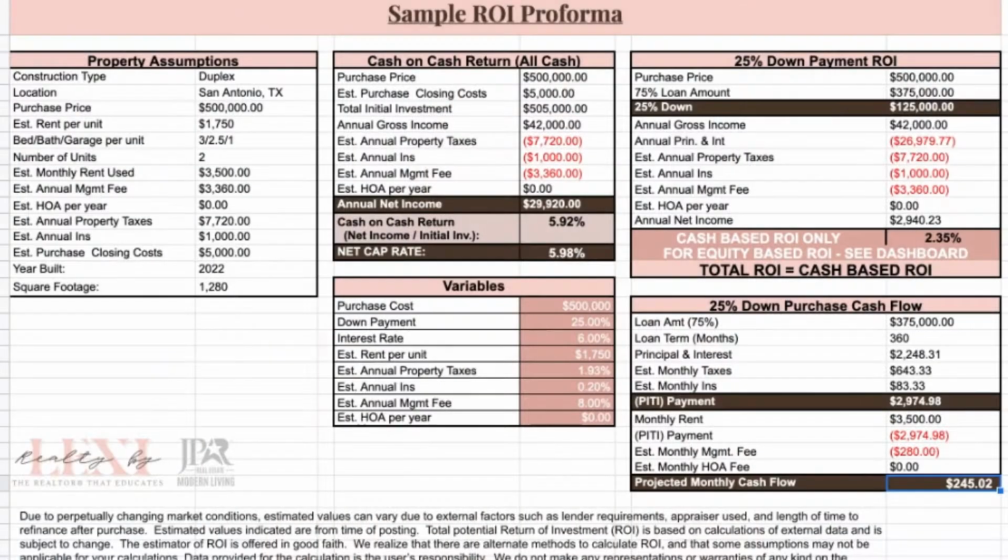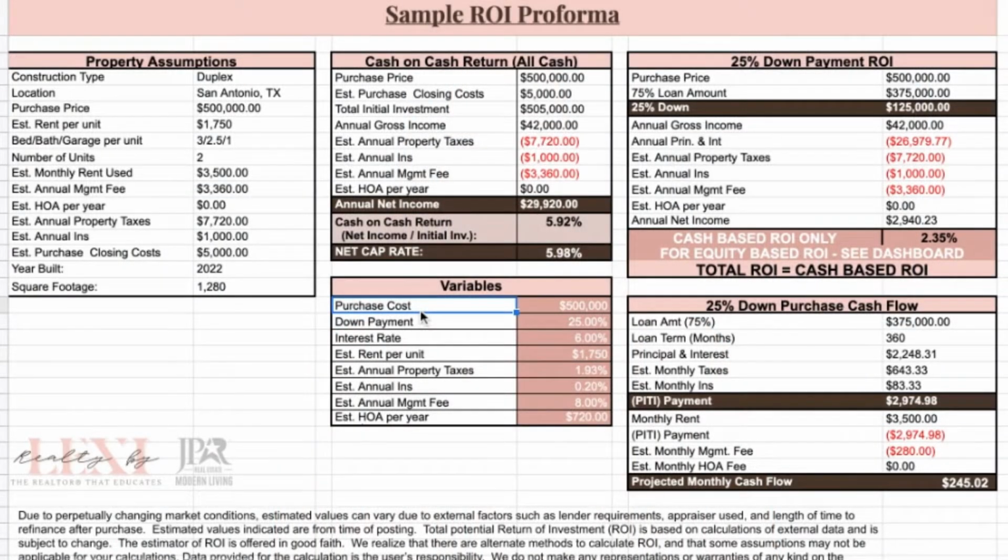So, to use this Excel sheet, you must plug in the numbers here under variables first. Then, because of the pre-done formulas, everything will auto-populate. First, under variables, you can see I have typed the $500,000 as the purchase cost. I have 25% for the down payment and an interest rate of 6% because that is where interest rates are at the time of this recording.